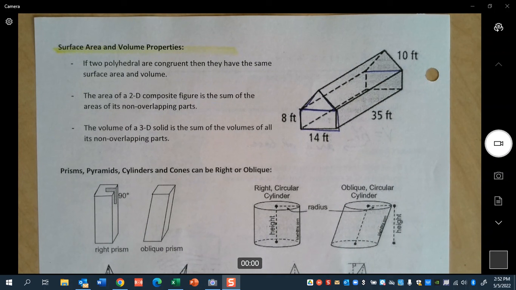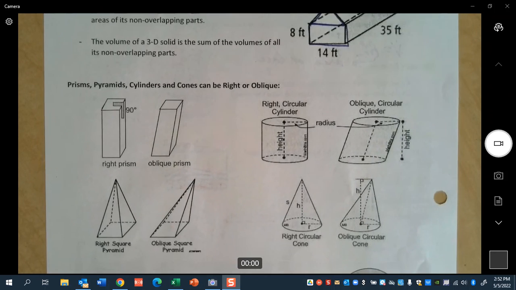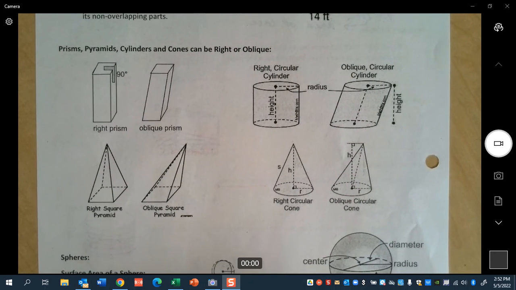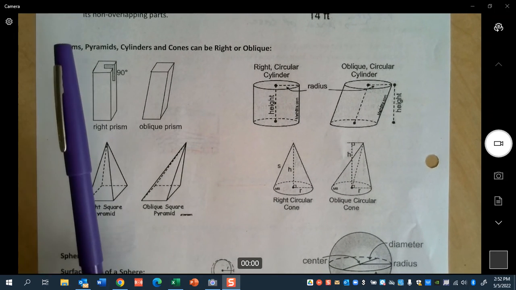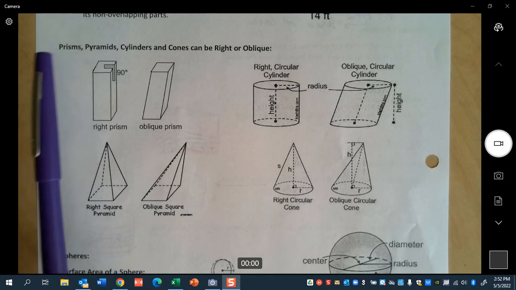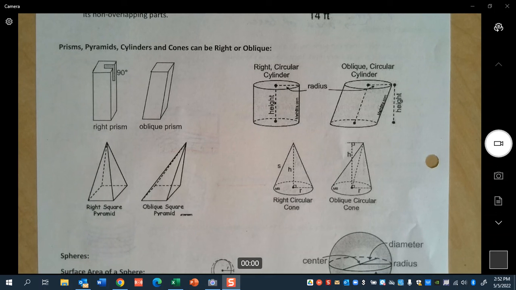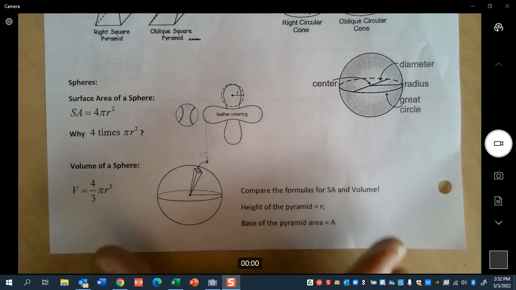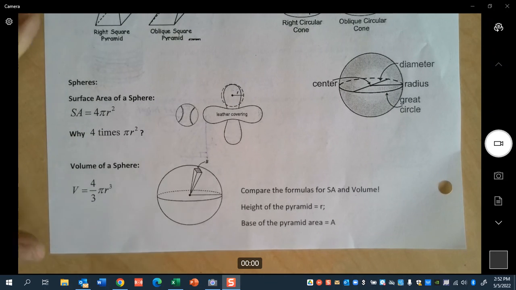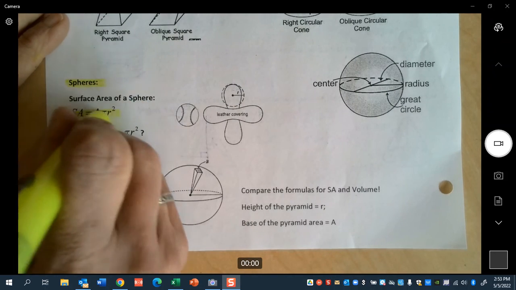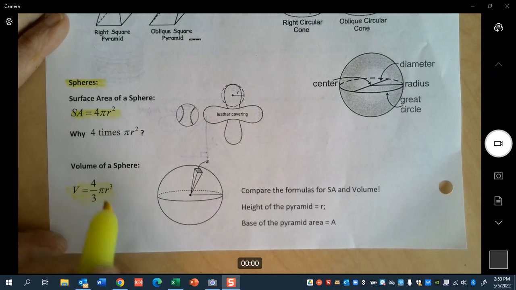Same is true of a 3D solid. What's interesting is we can talk about prisms, pyramids, cylinders, and cones in terms of being right, where it's straight up and down, or oblique. Oblique means that it's tilted over, and you need to make sure you're using the right height calculation. Now, spheres are something that I genuinely will go back and re-look at these formulas for.